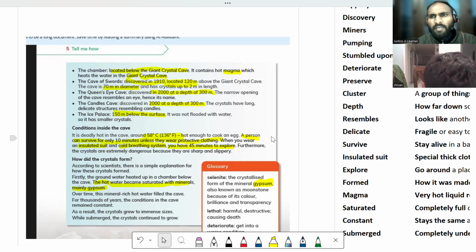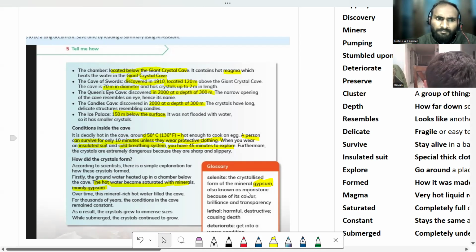Can you tell me, on the basis of this paragraph, how long can a man survive without protective clothing? 10 minutes. Okay, and with protective clothing, breathing system and all? 45 minutes. Okay, now next, read it.